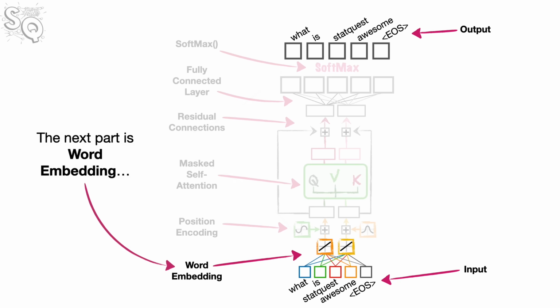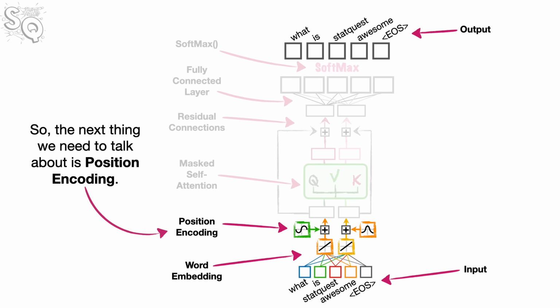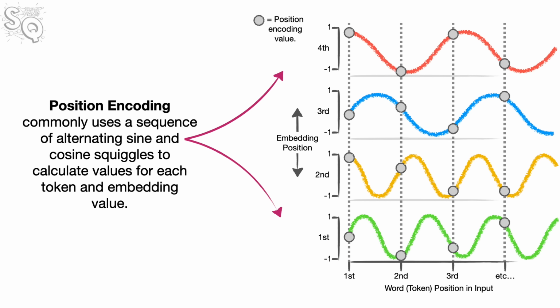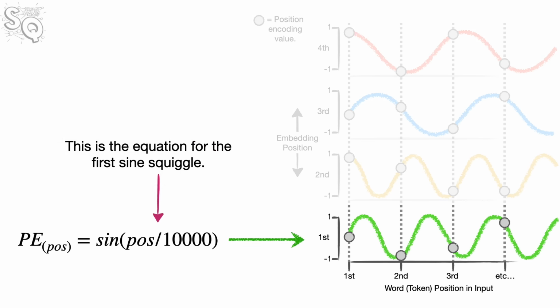The next part is word embedding. And we're just going to let nn.Embedding take care of that for us. So, the next thing we need to talk about is position encoding. Position encoding commonly uses a sequence of alternating sine and cosine squiggles to calculate values for each token and embedding value. This is the equation for the first sine squiggle.